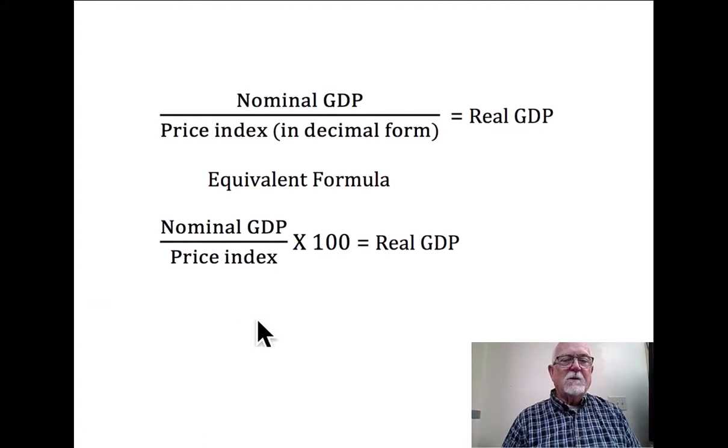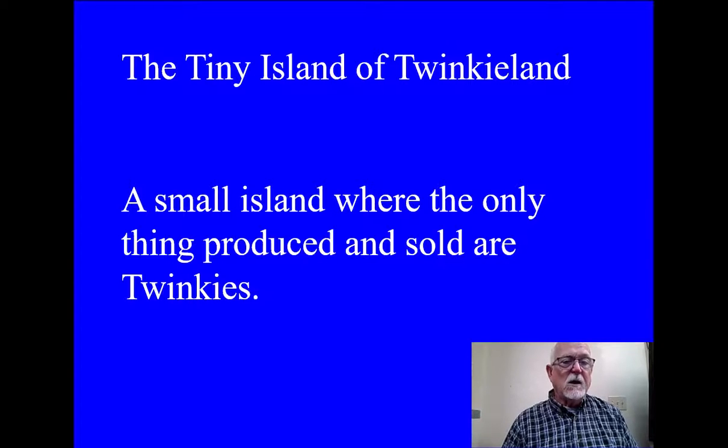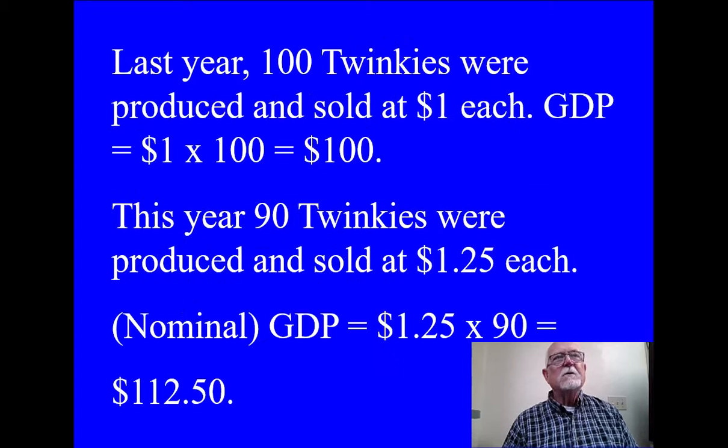Now, to get you a kind of an understanding of why we need to make adjustments, I've got this silly little hypothetical example. So let's say we have this tiny island country of Twinkie land, and it's a very small island. The only thing that they produce and consume, of course, they would die pretty quickly, but stay with me on this, are Twinkies. So last year they produced 100 Twinkies. Well, they are going to really starve. Those were produced and sold at $1 each. So GDP would be the dollar times 100, that'd be $100.